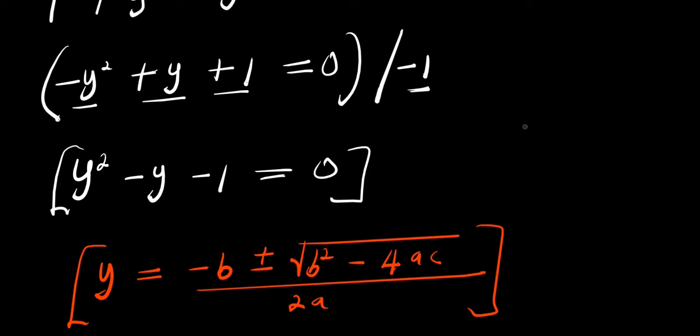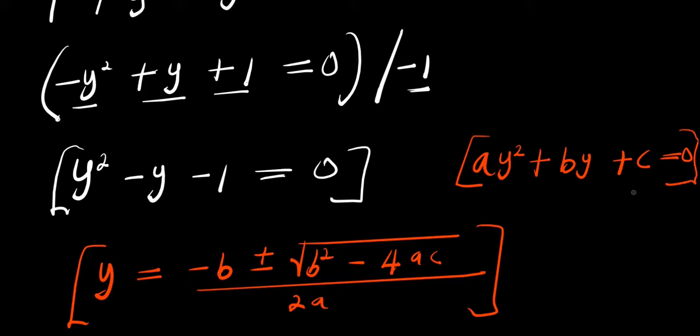And that general quadratic equation will simply be, let me use ay squared plus by plus c equals 0. This is the general format of a quadratic equation, in which your a is the coefficient of y squared here, which is 1. I have 1. My b is the coefficient of y here, which is -1 because there's a negative here.